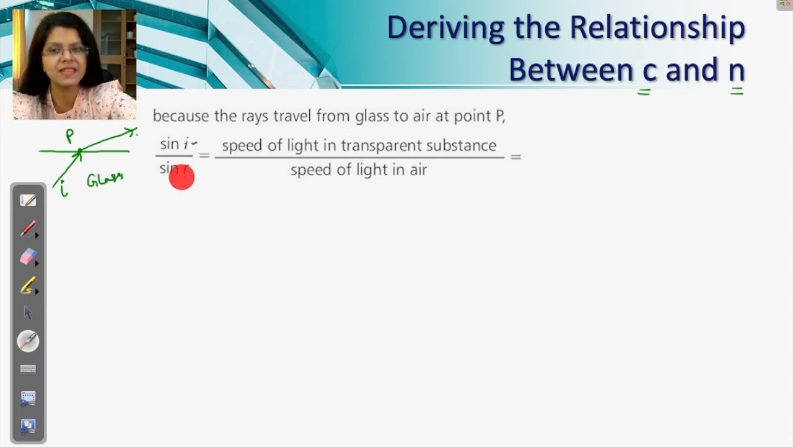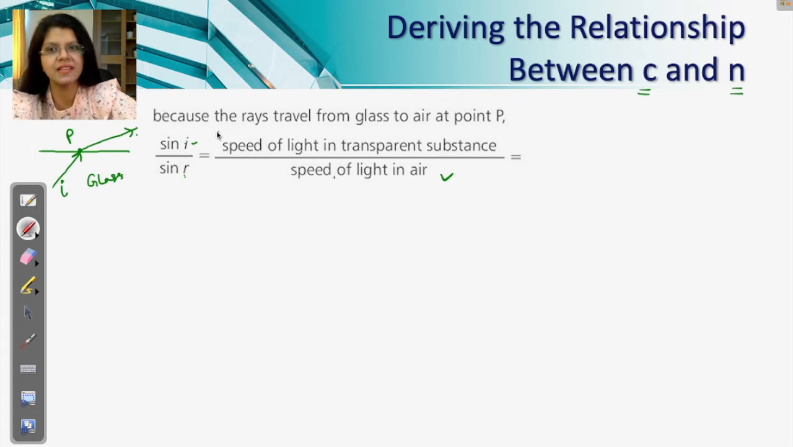Sin I over sin R, because the incident ray is in the glass, so therefore in the numerator it is the speed of the light in the glass over the speed of the light in the air, because it is emerging in the air. So the refracted ray is in the air, so sin R corresponds to the speed of light in air.